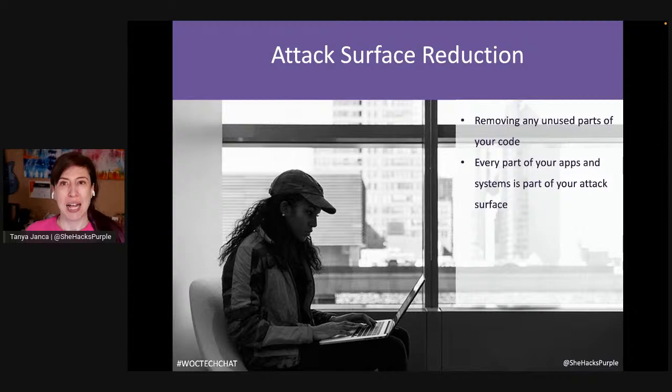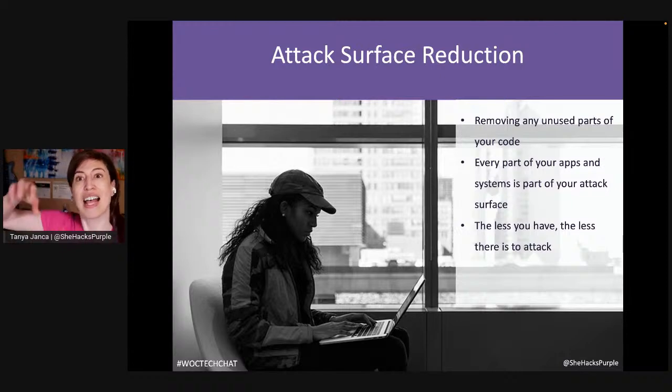Every part of your app or every part of your network or every part of whatever system is a part of your attack surface. And if part of it's being unused, just remove it. If you know for sure it's not going to be used later, remove it. If it might be used later, you could take that code out, but save it in your code repository so you still have it. So the less attack surface you have, the less malicious actors have to work with.